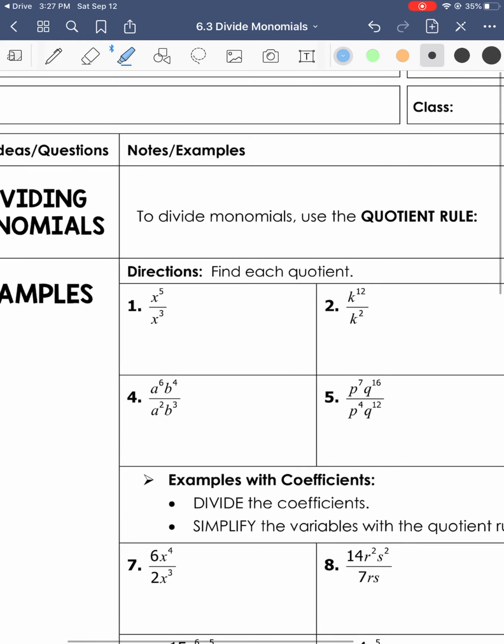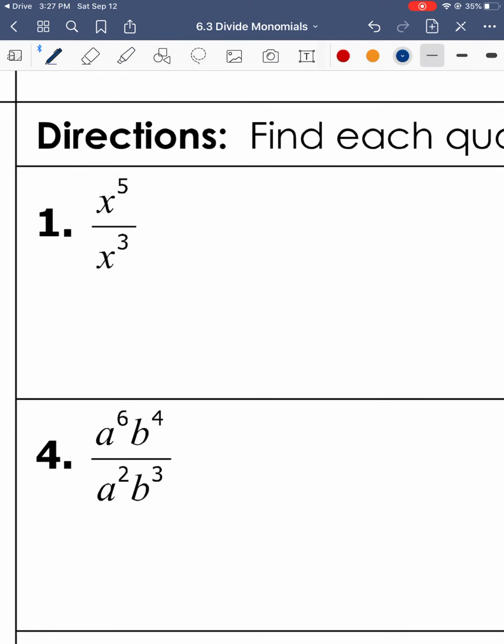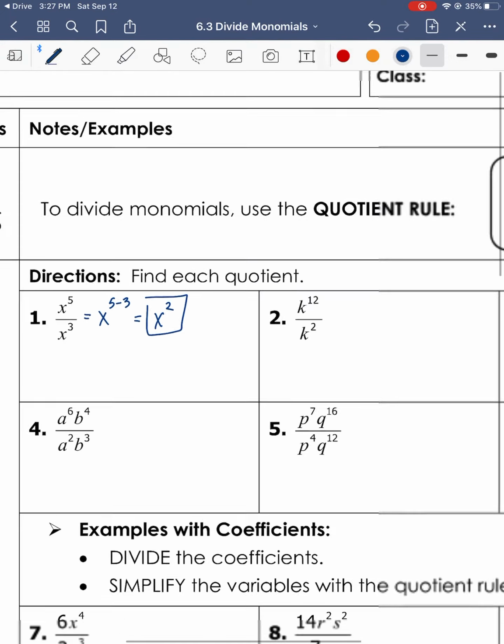So let's do some practice problems with this. So number one, we have x to the fifth over x to the third. This could be rewritten as x to the 5 minus 3, which is x squared. Okay, as simple as that.